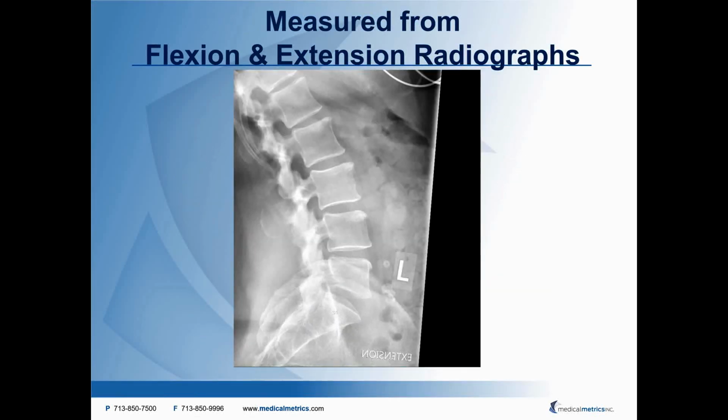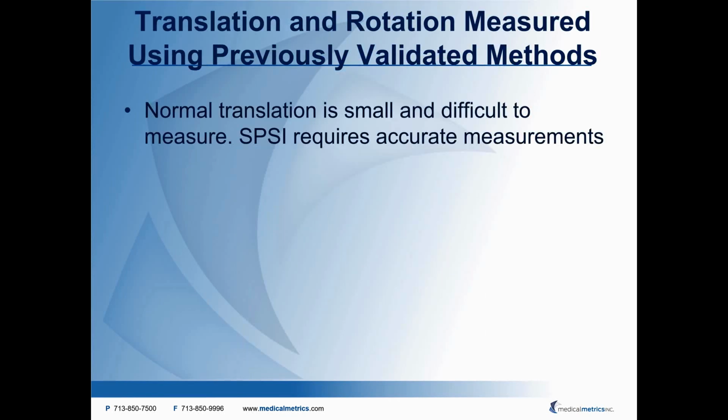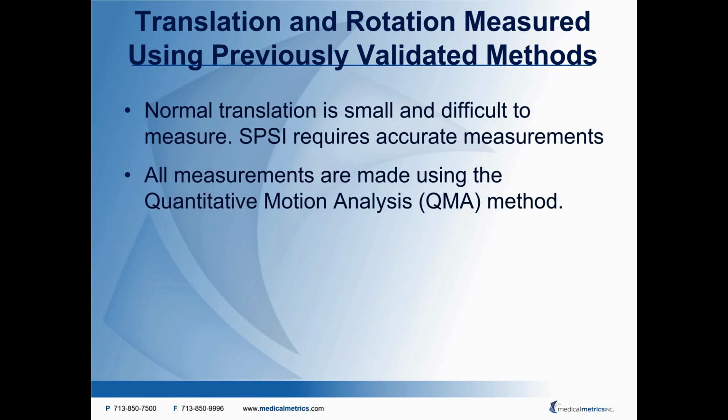This is an example of good quality flexion and extension radiographs. Note the clear visualization of all disc spaces and the clear motion between vertebrae. As previously mentioned, the translation that occurs in a healthy spine is small. SPSI requires accurate and reproducible measurement methods. SPSI is calculated using intervertebral translation and rotation measurements that were obtained using quantitative motion analysis technology.